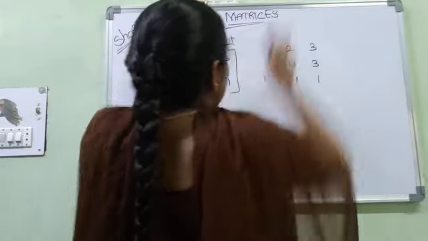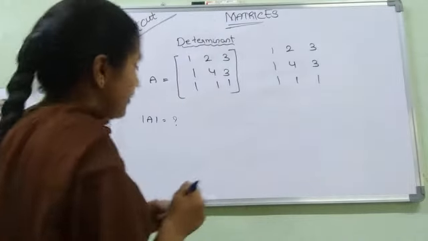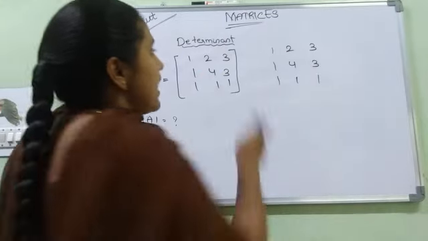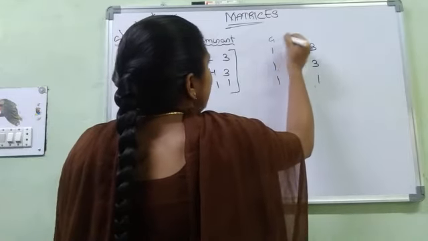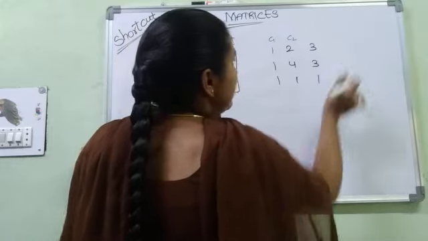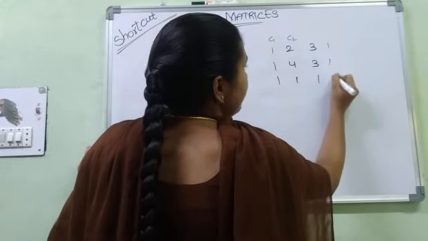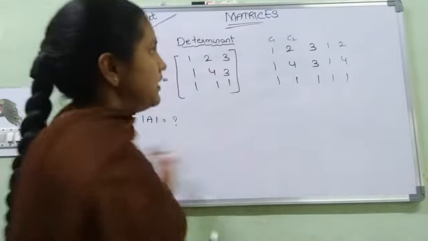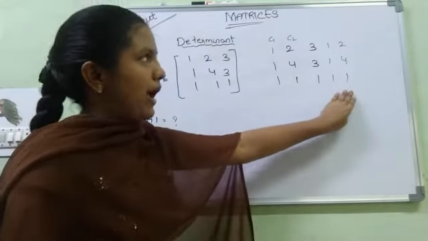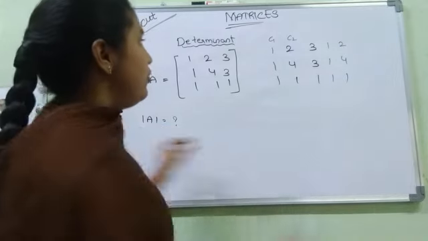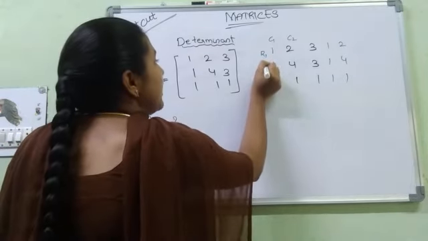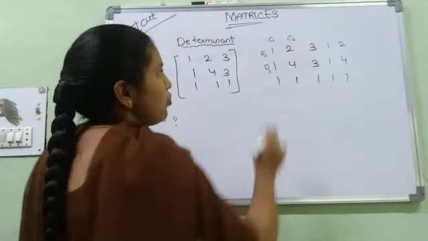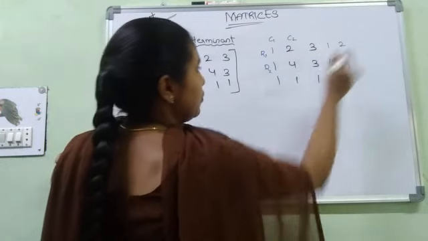Now, as I have written the same matrix A, now write column 1 and column 2 here. So 1, 1, 1, 2, 4, 1. Okay. These are the two columns now I have written here. Okay. Now write row 1 and row 2 down. Can you understand? So what is row 1? 1, 2, 3, 1, 2.